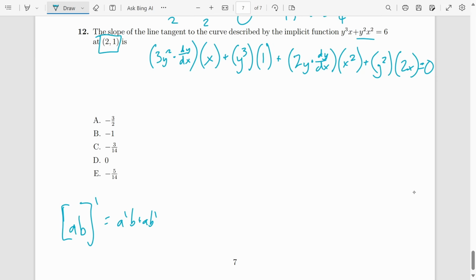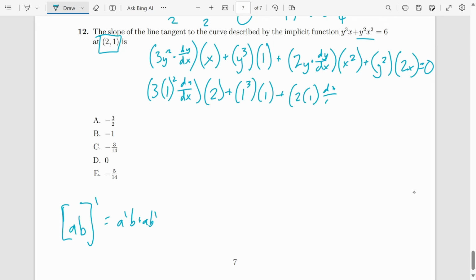Now we can go ahead and plug in 2 for x and 1 for y and get a solution that only has dy over dx in it. So let's do that now. This is going to be 3 times 1 squared dy over dx times 2, plus 1 cubed times 1, plus 2 times 1 dy over dx times 2 squared, plus y squared, so 1 squared times 2 times 2 times 2, equals 0. Oh my god, we're so close, I can feel it. All right, one more pass.